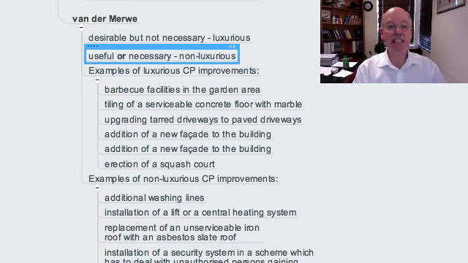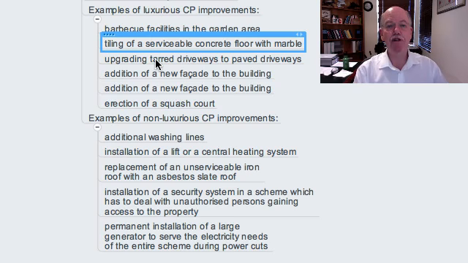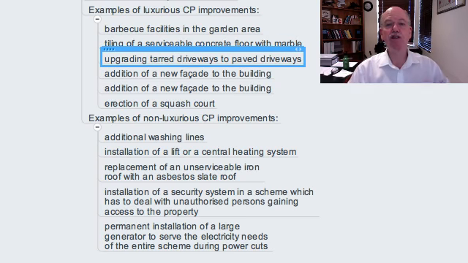And he goes on to give some substance to his suggestions by giving specific examples of those common property improvements he considers would probably be considered luxurious. If you add a barbecue facility to the garden area, if you tile what is already a serviceable concrete floor with marble tiles, if you upgrade a tarred driveway into a paved driveway rather than just repairing the tar. If you add a new facade to the building, clearly this is unnecessary, but it makes the place look better. And if you erect a squash court, again, it's not going to be necessary, but probably very nice and useful.